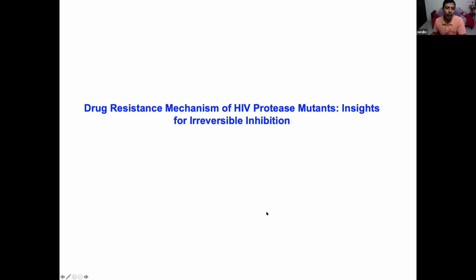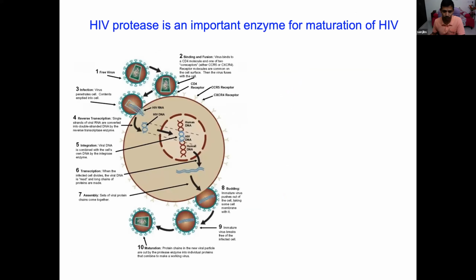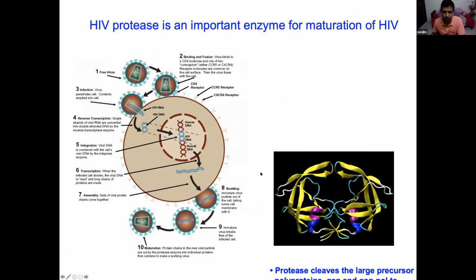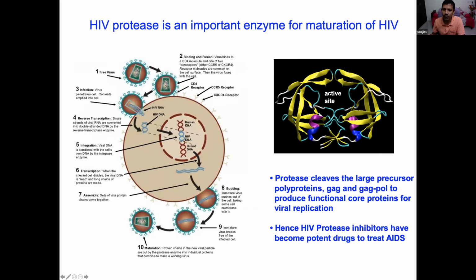So then, moving to another project, where we look at a drug target, the disease-causing protein HIV protease. There are a lot of reports of a drug resistance mechanism in HIV protease mutants, and there is a need for irreversible inhibition. This is the complex life cycle of HIV; I don't want to go into the details. This is the protease structure. What this protease does is cleave a long polypeptide. Until it cleaves this long polypeptide into smaller chunks, the virus is not active.